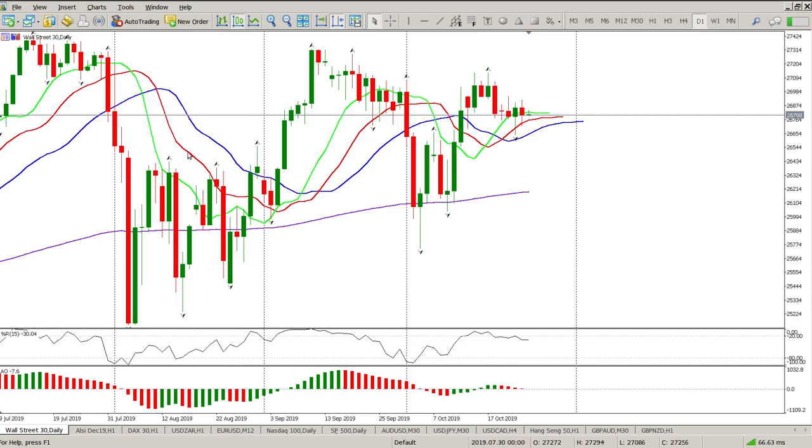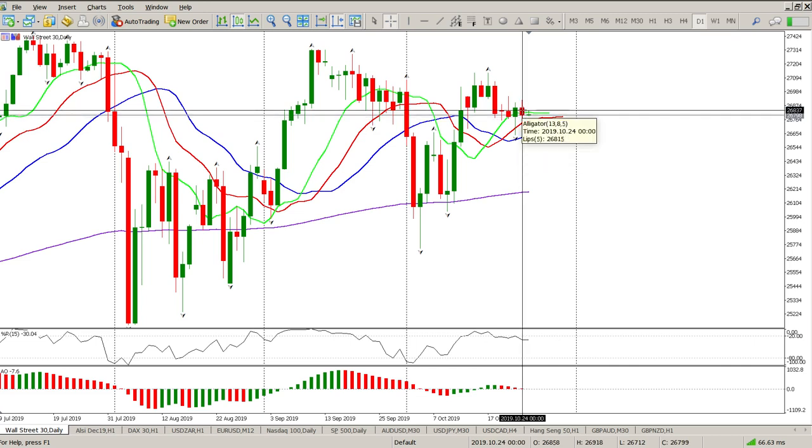Good morning, traders, and this is your Dow Jones day trade setup for today. Whether it is going to be a day trade setup or not is another question. I'm probably going to be sitting on my hands today. But let's start off with the daily.